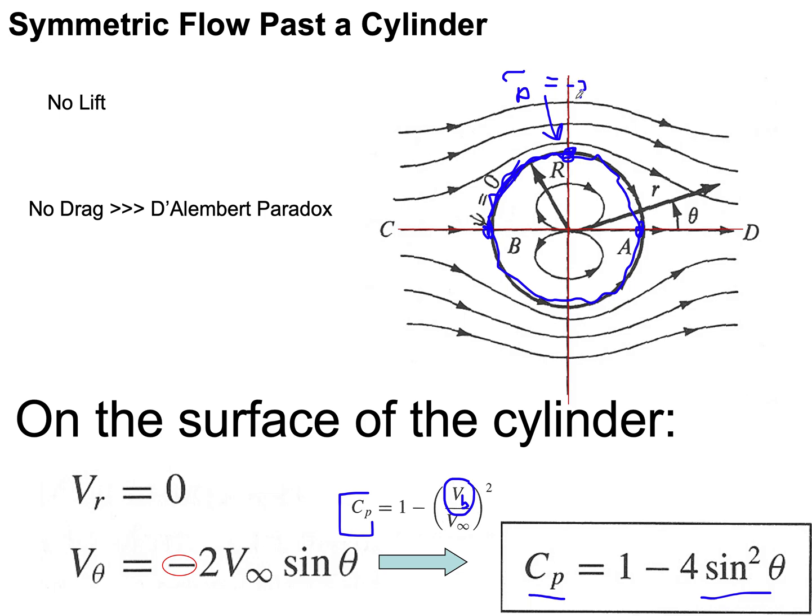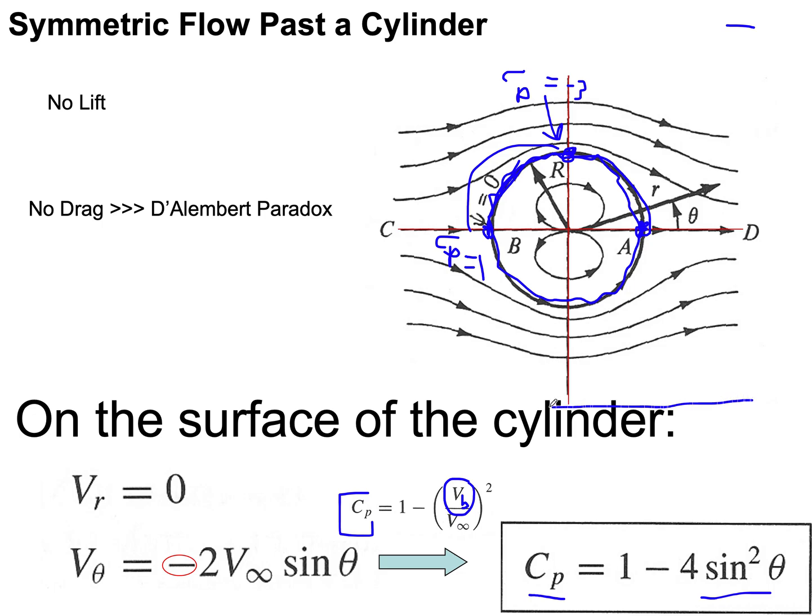Here I have a favorable pressure gradient because I go from the highest pressure, Cp equal to 1 at the stagnation point, to the lowest pressure, Cp of -3. So in this region I have a favorable pressure gradient, and in this region I start with a minimum pressure, and then the pressure starts increasing until I get to Cp equal to 1 again. So here I have an adverse pressure gradient, and let's look at that.